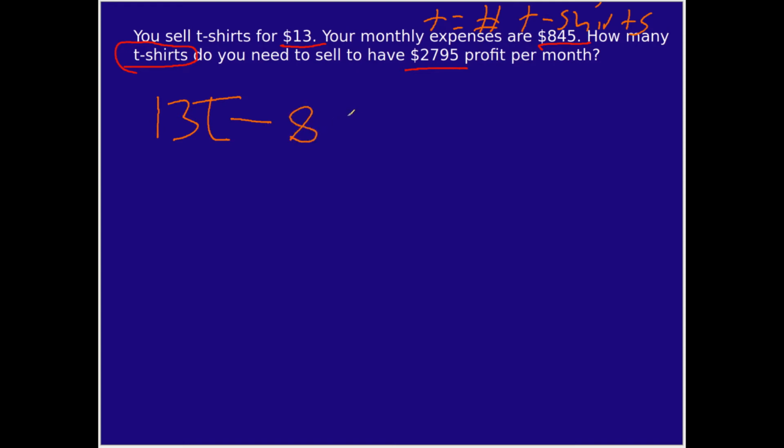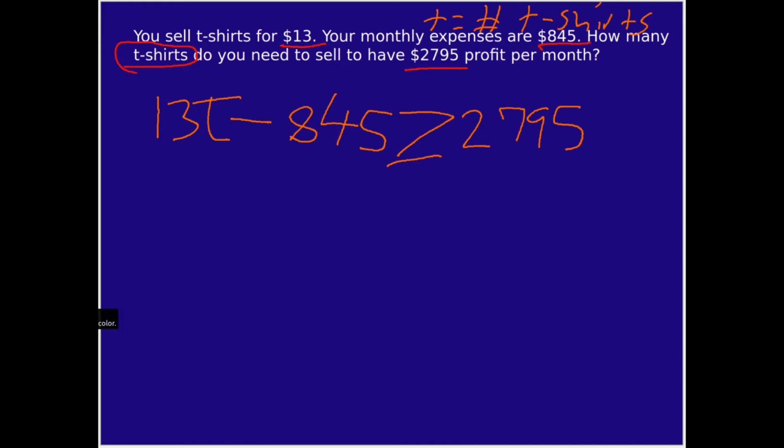So now we want to subtract the 845, because remember, this is coming out of the profit and it's a constant. In other words, the 845 does not change. It's always the same each month. Now we want this to be greater than or equal to 2795. So if we make more than 2795 per month, that's great, but it has to at least equal that. That is our goal.